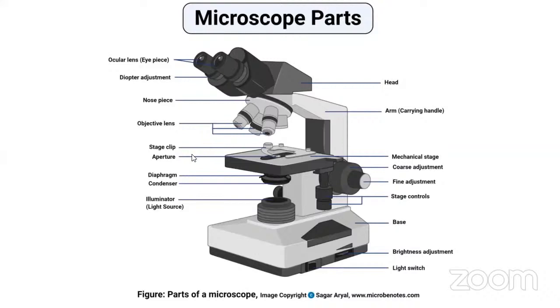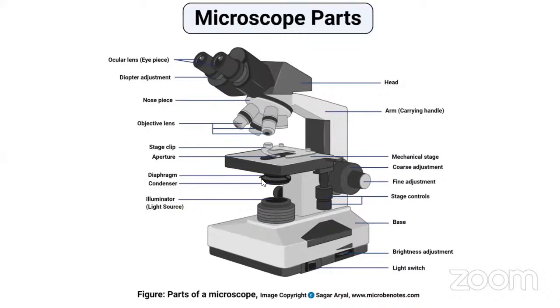Then there is also an aperture. The aperture is used to control the light intensity so that the amount of light entering the object can be controlled. And then this is the mechanical stage where the object is placed. Below the stage there is a diaphragm. The diaphragm is used to control the light intensity coming out of the light source, as well as the size.